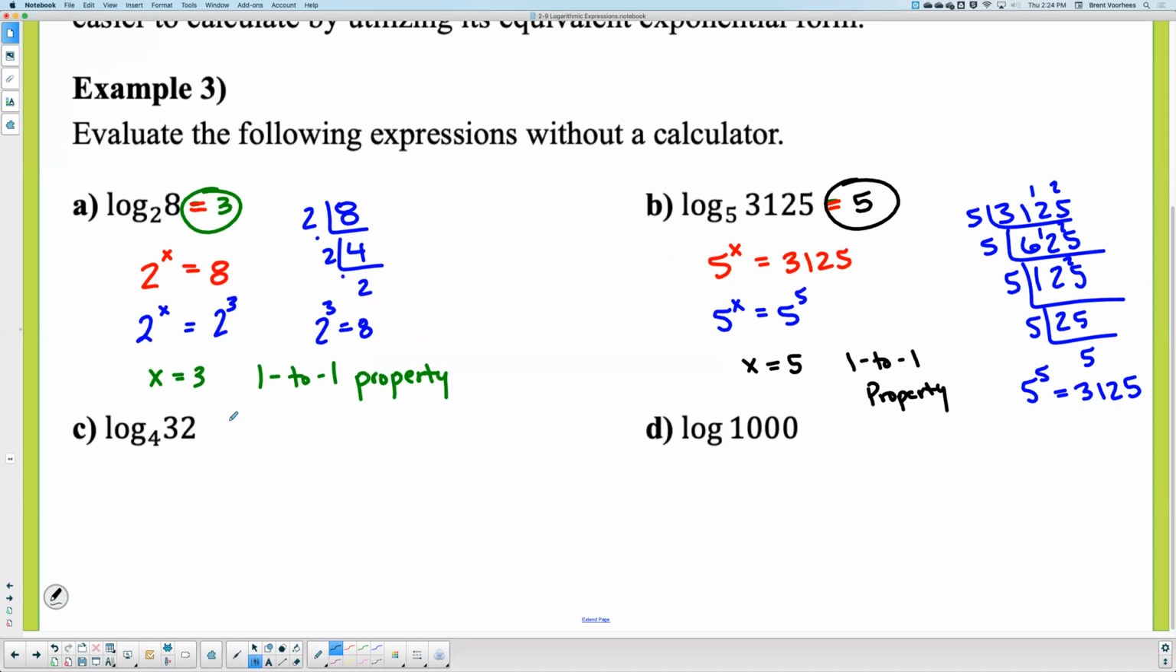Now, all these you could type in the calculator. The whole point here is, what if this is on a non-calculator part of the test? That's how you could do this. All right, what about log base 4 of 32? Now, this one's interesting.